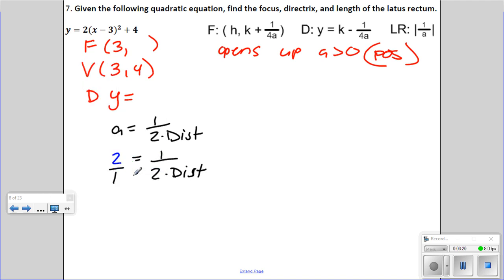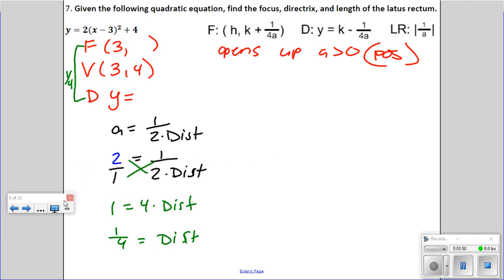When you cross multiply, you would have 1 times 1, which is 1, is equal to 2 times 2, which is 4, times your distance. Then to get distance by itself, you have to divide by 4 on both sides. So you would have 1 over 4 is equal to your distance. Again, distance is the total distance from F to D. 1 over 4.